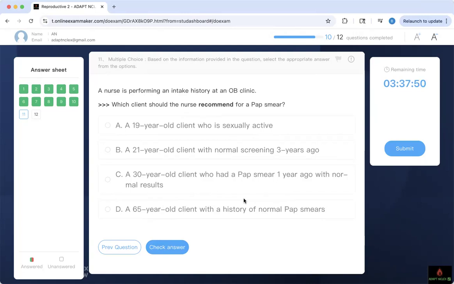These are health promotion stuff. You got to get it at the tip of your finger because I told you, you can grab this point and move on. A 19-year-old who is sexually active. A 21-year-old client who had a normal pap smear 3 years ago. A 30-year-old who had a pap smear 1 year ago and the result was normal. And a 65-year-old who has had normal pap smears all her life. What do you think? Pick your answer. Think about it carefully and don't let me trap you.